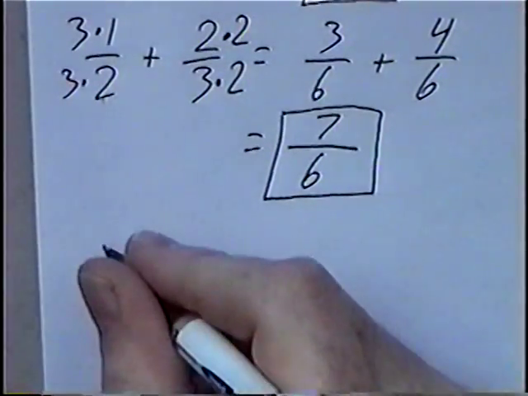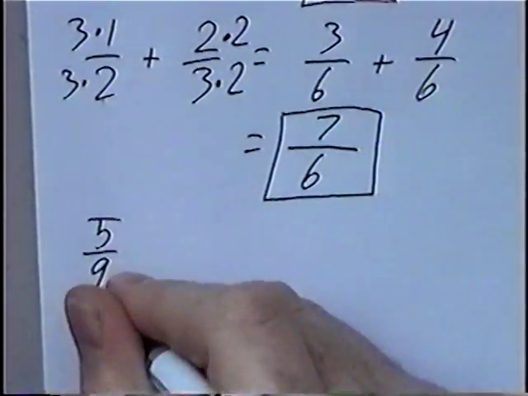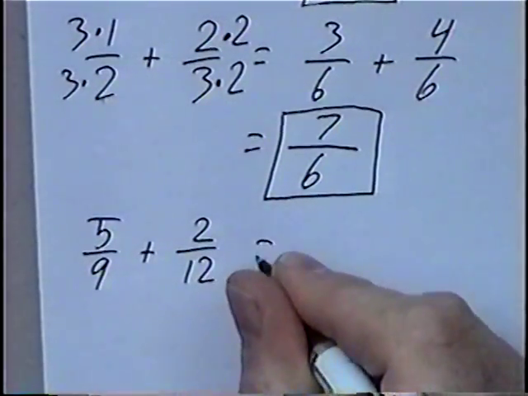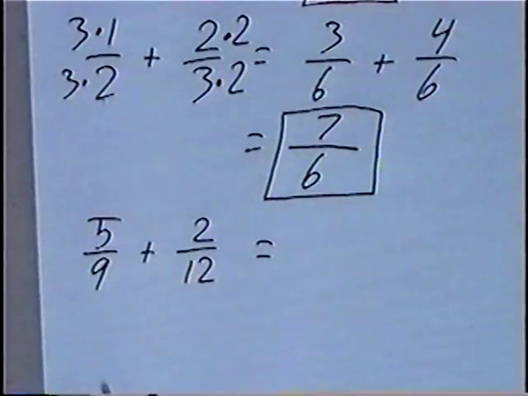Next question for the section. 5/9 plus 2/12. Again, adding fractions, the first step is to get the common denominator.